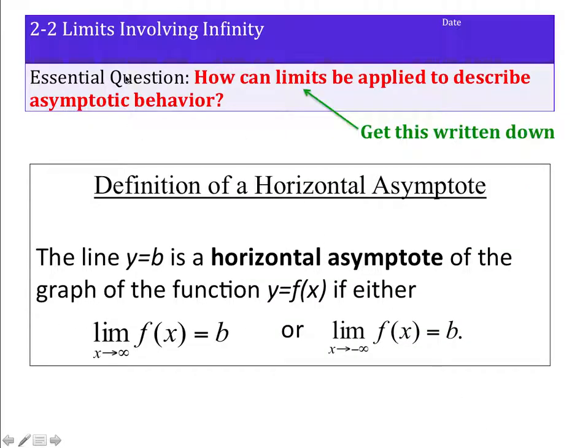So here's our essential question. How can limits be applied to describe asymptotic behavior? Go ahead and get that written down in your essential question section. The first one we're going to talk about is horizontal asymptotes. Like we just said on the last slide, the asymptote itself is the equation y equals some number. We'll call it b. So horizontal asymptotes occur as x goes to either infinity or negative infinity, and the y values of the function then get close to the value b.